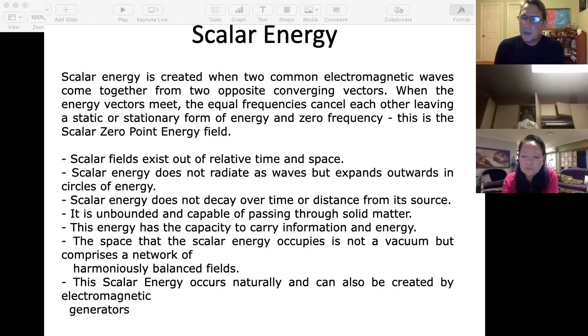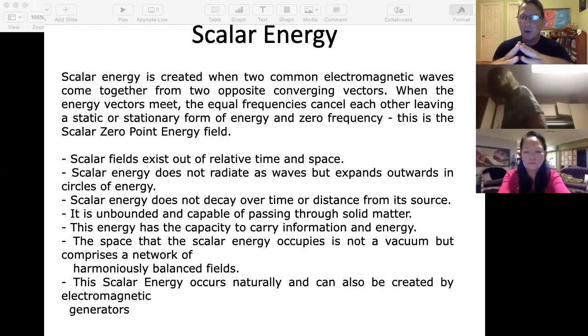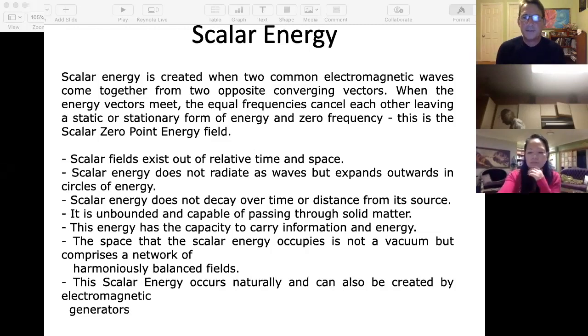Okay, so it's also unlike electromagnetic energy, which travels through space, hits different obstacles, and then gets blocked. Scalar waves go through all matter; they cannot be stopped, so it doesn't matter where you are, you will always get access through these particular scalar fields that are being generated.